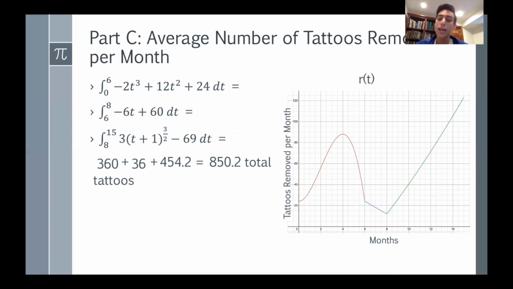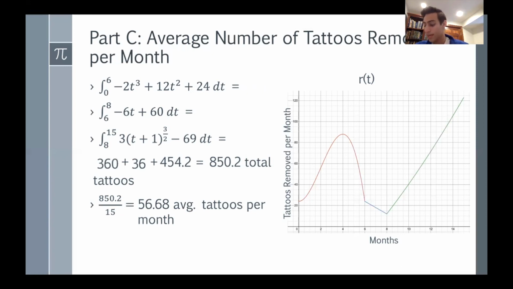So that's our total. Now we have to find the average. So 850.2 divided by 15 is going to be equal to, take out your calculator, 56.68 average tattoos per month. And that is going to be it for my part.